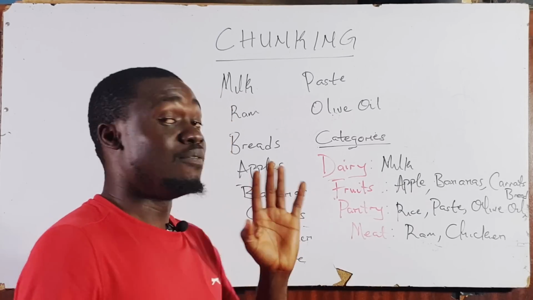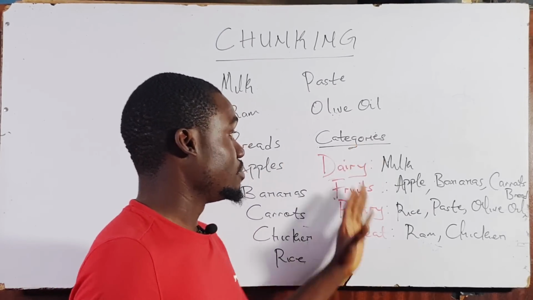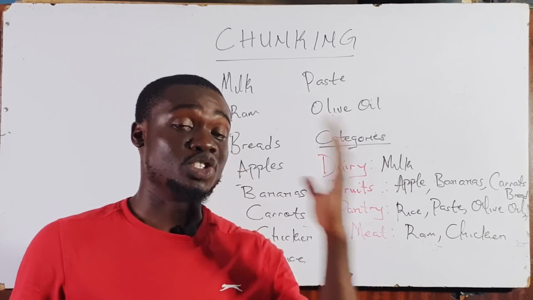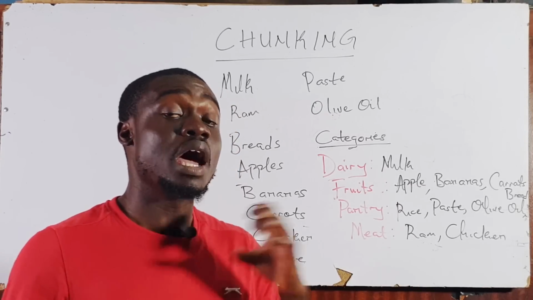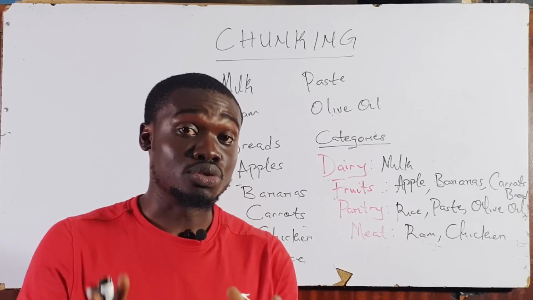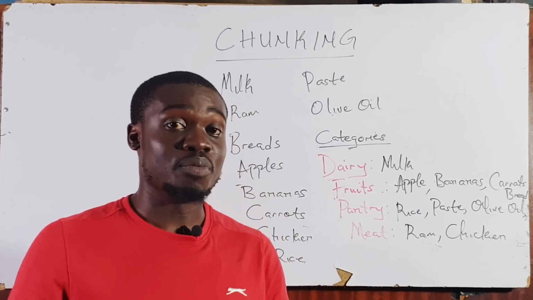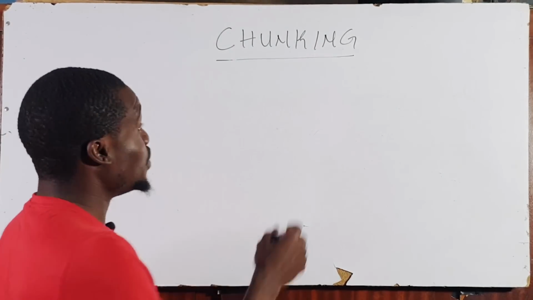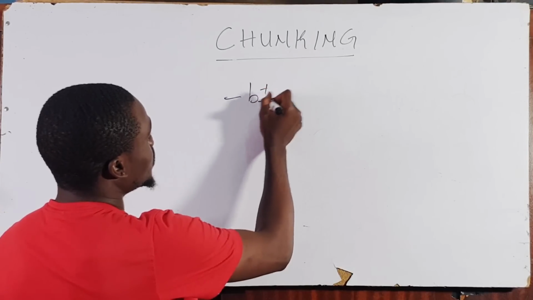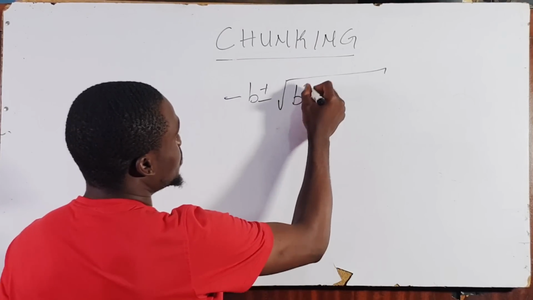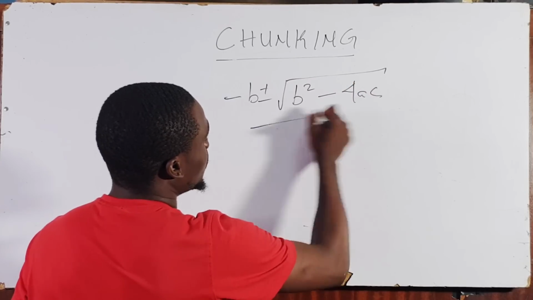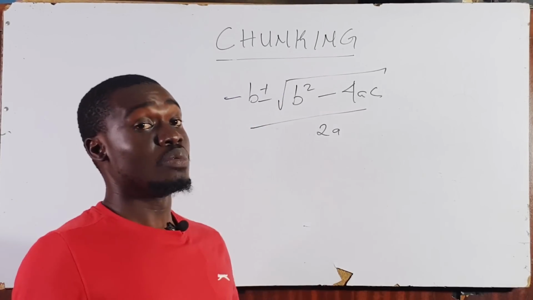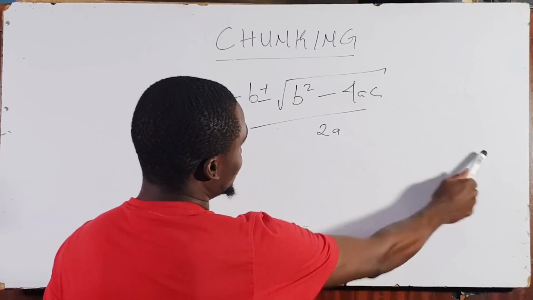So I've explained how you can categorize using words. I've explained how you can chunk using mental associations, that is visualizing something, and I've explained how you can use acronyms. Now let me teach you how you can chunk formulas. It could be any formula. Take, for example, the quadratic formula, which is minus b plus or minus the square root of b squared minus 4ac over 2a. This thing is in 2 parts and you can break it down. So we have the numerator and the denominator.